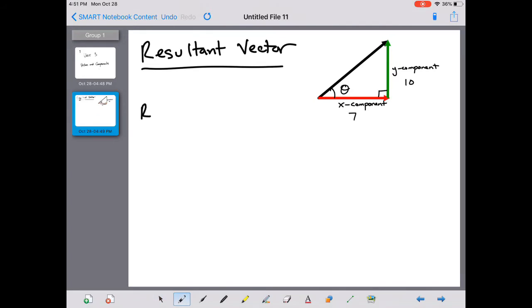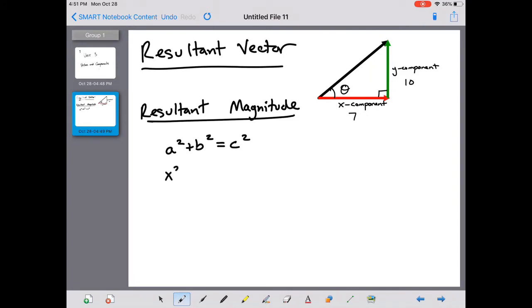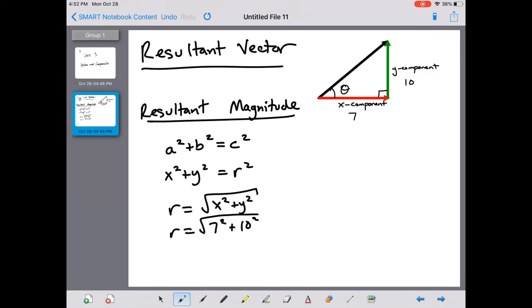And if you remember, the resultant magnitude can be found using Pythagorean's theorem. Pythagorean's theorem says a squared plus b squared equals c squared. We're going to change that to x squared plus y squared is equal to r squared, where r represents the resultant vector. So then I can just find r by taking the square root of both sides. And when I do this, I get 7 squared plus 10 squared, 49 plus 100, square root of 149. It's going to be 12.2.